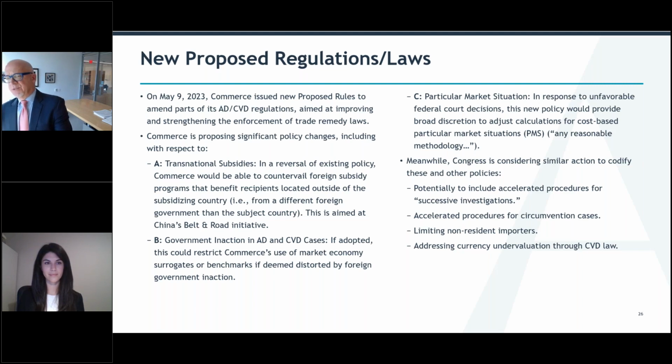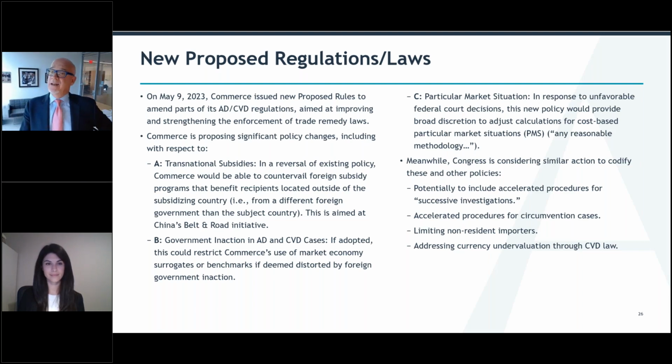Some other examples, not to go through each and every one of them here, but Congress is also considering some changes. There's nothing pending right now, but for a long time there's been talk about addressing currency manipulation or undervaluation in China and other countries, and addressing those issues through the countervailing duty laws, treating that as essentially a countervailable subsidy.